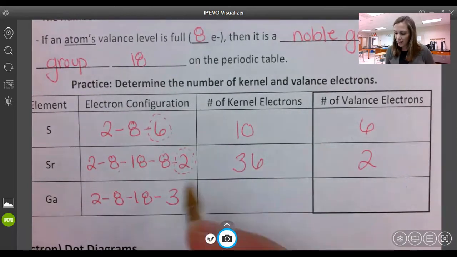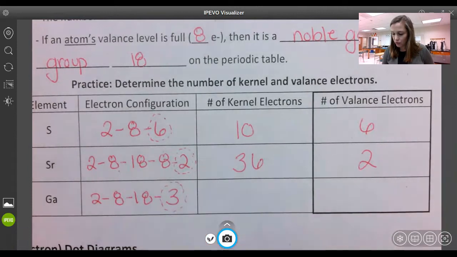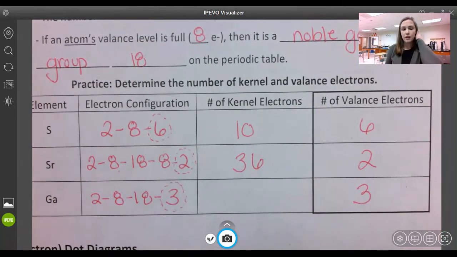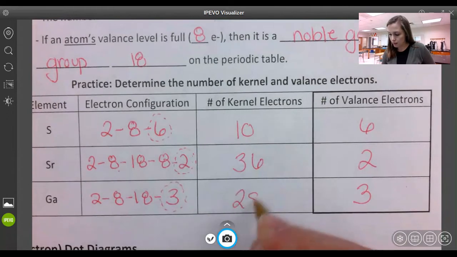All right, and then with gallium, same thing. The outermost shell, or principal energy level, has 3. So I have 3 valence electrons for gallium. In this case, if I add up the first 3 shells, I get 28.